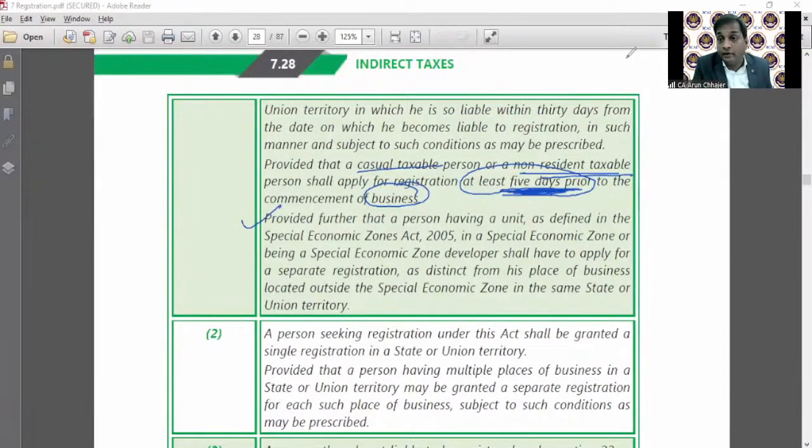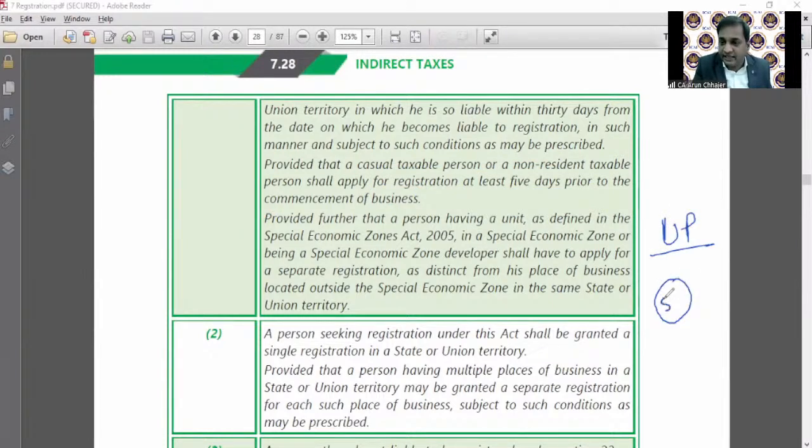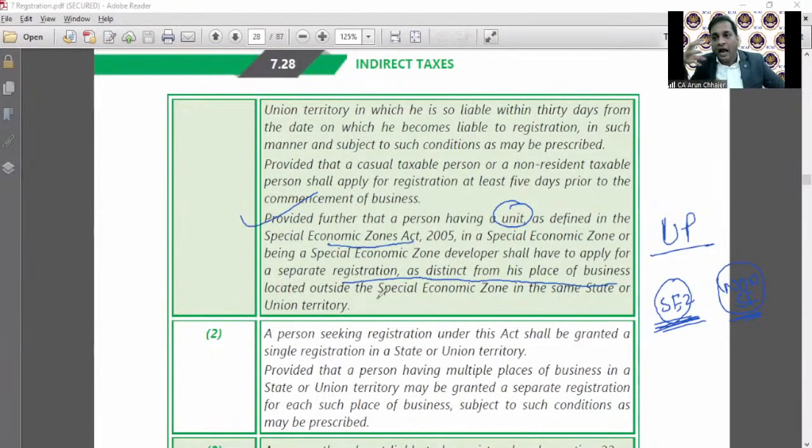Important one. Arun is doing business, say in UP. One location is in SEZ and one location is outside the SEZ. Compulsorily I have to take registration in both. If a person has one unit in a special economic zone, the unit or developer has to make a separate registration, as distinct from the place of business located outside the SEZ. So the example is Arun doing business in SEZ and non-SEZ; I have to take separate registration.